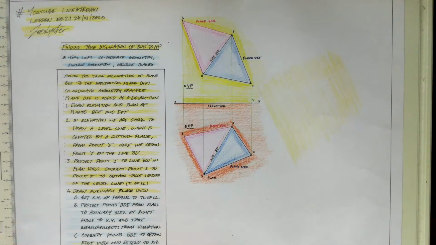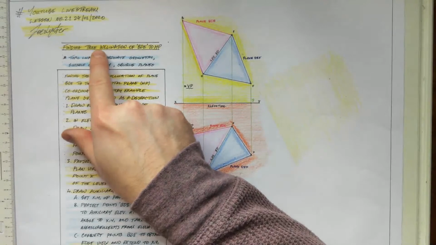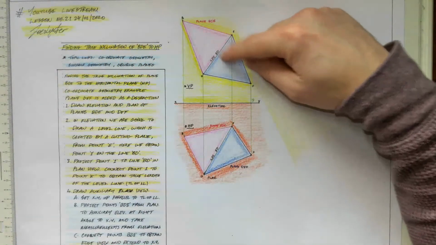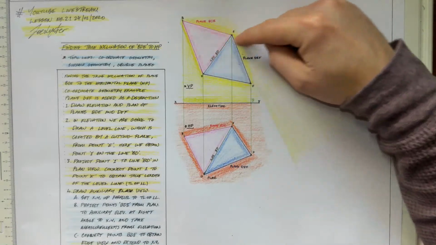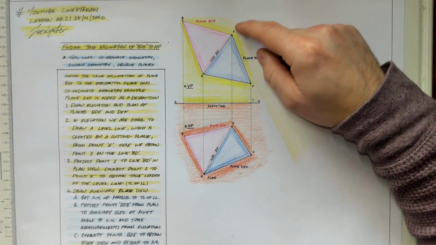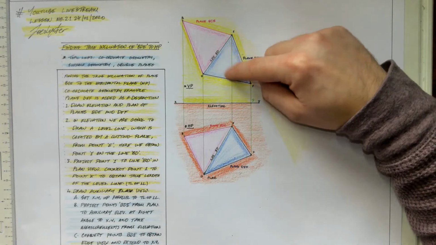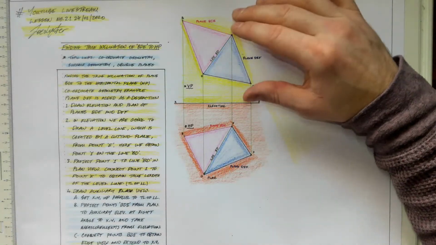Okay, so finding the inclination of BDE to the HP. Now I have two planes here. I have the plane BDE and the plane DEF. Okay, so I don't want you to worry about DEF. All right, I've put it in as a distraction.